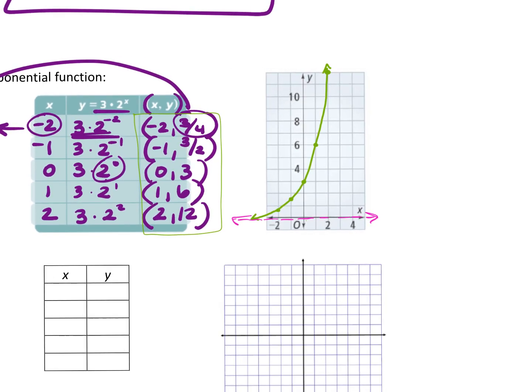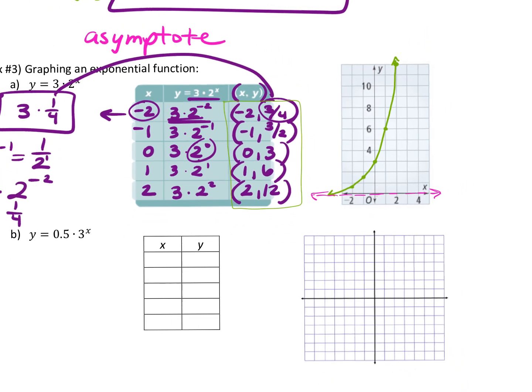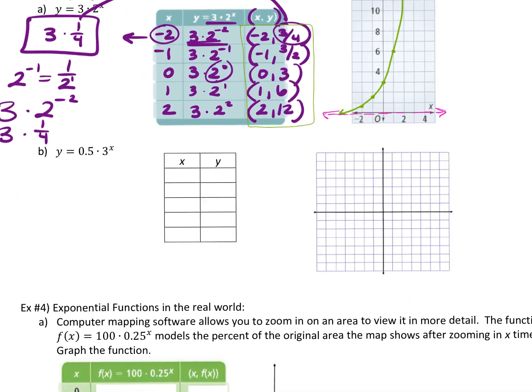asymptote. Asymptote. Only one S. It is a weird word. You'll learn more about it in Algebra 2.